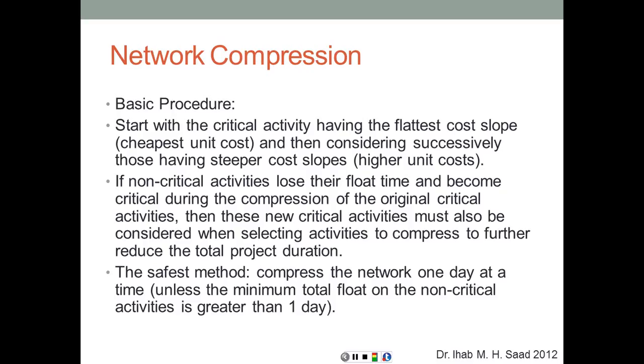So the safest method is to compress the network one day at a time, unless the minimum total float on the non-critical activities is greater than 1 day. So let's say the minimum total float on the non-critical activities is 12 days. It means that I can compress the network, the original critical path, by up to 12 days before creating a new critical path. Once I recognize this fact, I can compress more than one activity by more than 1 day in one single step to simplify my calculations.